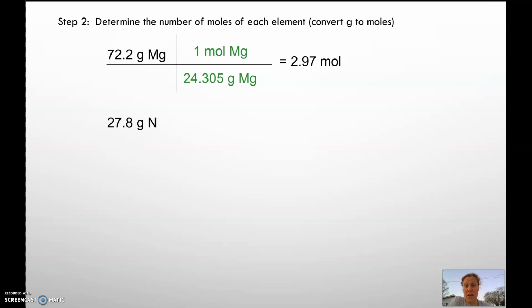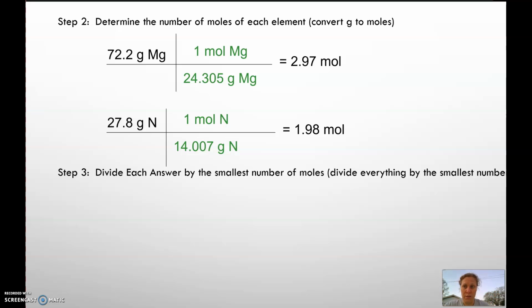The starting number for N was 27.8. Same steps. Nitrogen's molar mass is 14.0. Use the little periodic table, it's fine. To 2 decimal places, when you divide that, you get 1.98. So the first step is to divide by the molar mass of the elements. It's not like you have to add anything up. You just divide by the molar mass of that element. Those numbers are just the moles of each element. It's not the mole ratio.